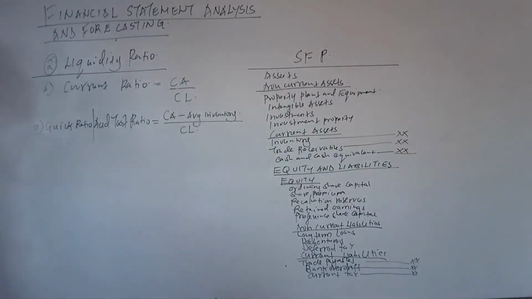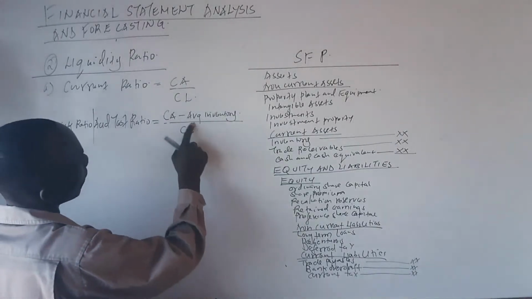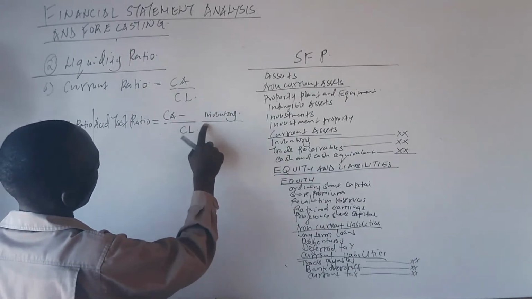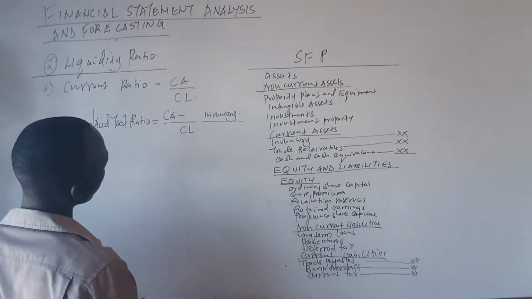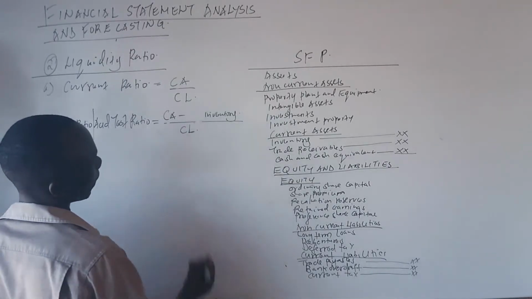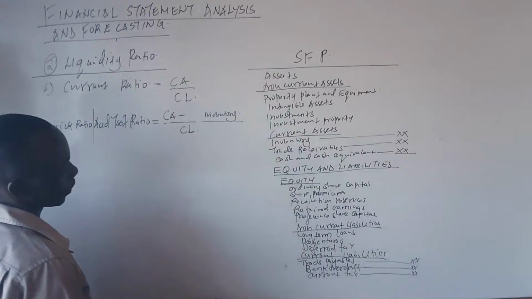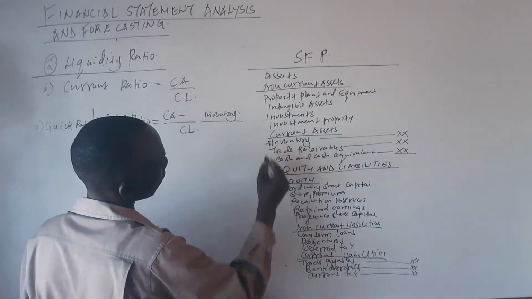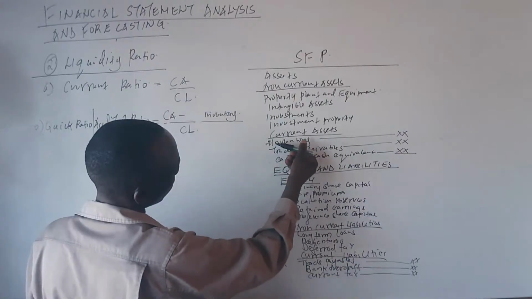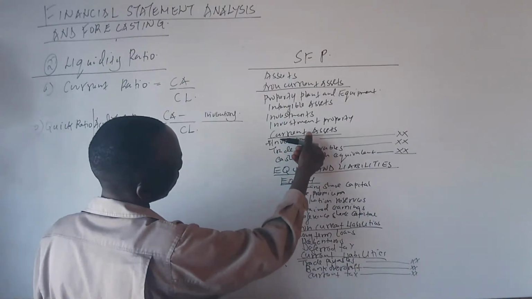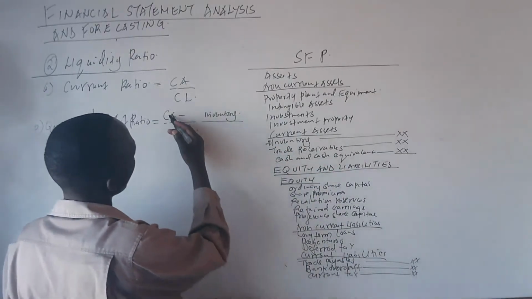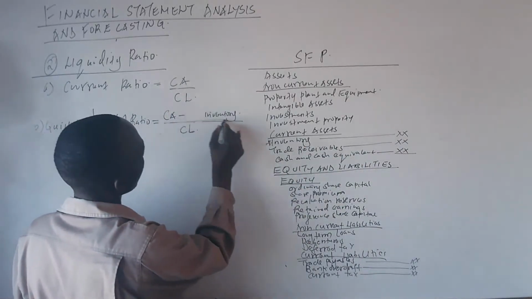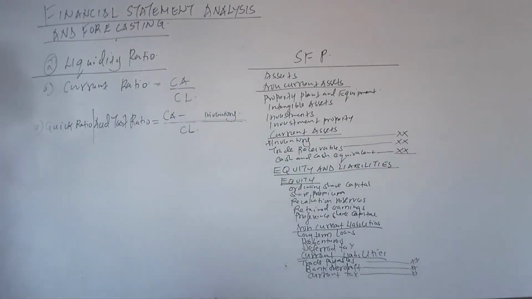So you will take the current asset, then you subtract inventory. It's not the average, but just inventory, because when we say average it is as if you have opening and closing, which is not true. We are going to take this inventory and subtract it from the total of the current assets. So the current asset minus this inventory, then you divide by the current liability.